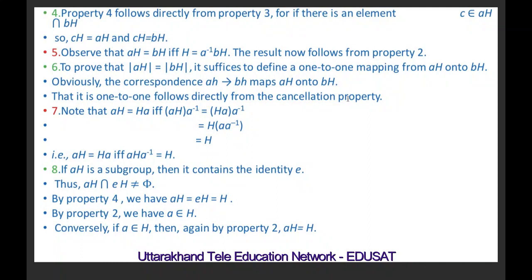Next property is the number of elements in aH is equal to the number of elements in bH. To prove this, it is sufficient to define a one-to-one mapping from aH to bH. Obviously, the correspondence ah to bh maps aH onto bH, and that it is 1 to 1 follows directly from the cancellation property, and the result is proved.